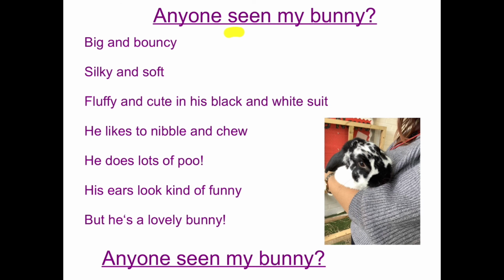Or what would be really good is if you could do one about your own pet, or maybe your nanny or granddad has got a pet. You could write about someone else's, any animal or pet that you know. So I've used a few adjectives in mine. We've got big and bouncy, silky, soft, fluffy, cute, black, white, funny, lovely. So see if you can make sure that you use some describing words, some adjectives in your poem. That's what I'll be looking out for.